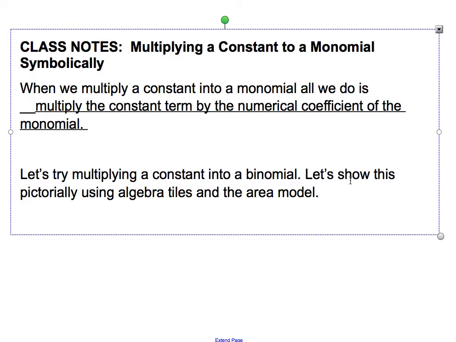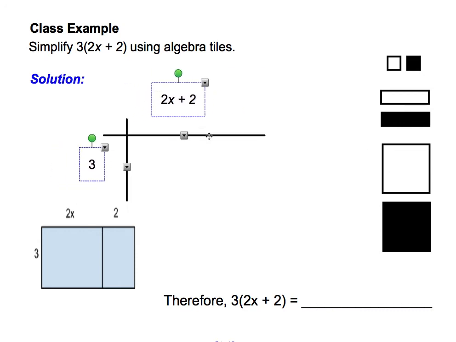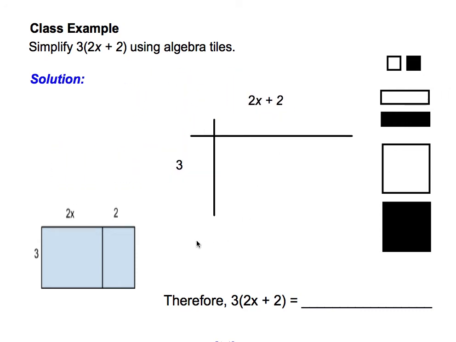Okay, so if you notice, all we did was multiply the numerical coefficient by the constant term. That's it. Didn't really change the shape of it. So let's try multiplying a constant into a binomial. And we're going to show this using algebra tiles. So if you haven't quite finished writing this down, just press pause and then come back. Okay, so this looks a little bit different than what you have in your workbook, but that's okay. You'll get the gist of it.